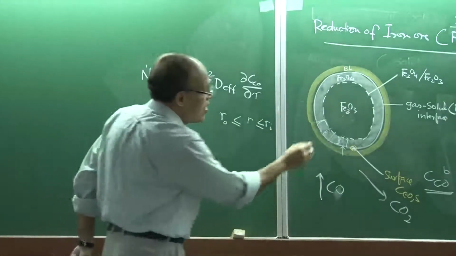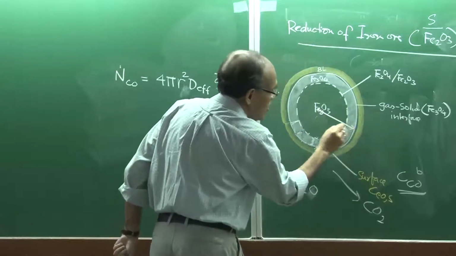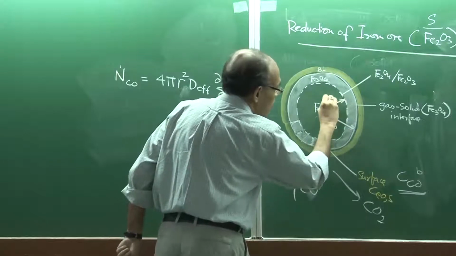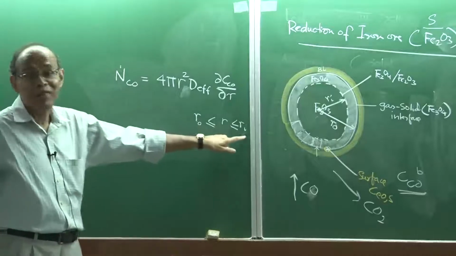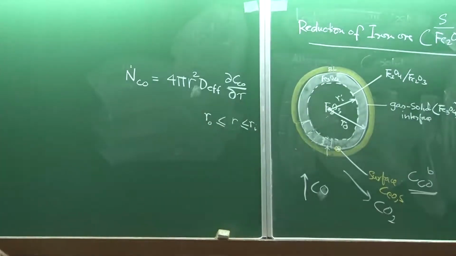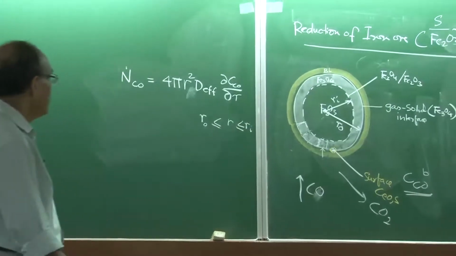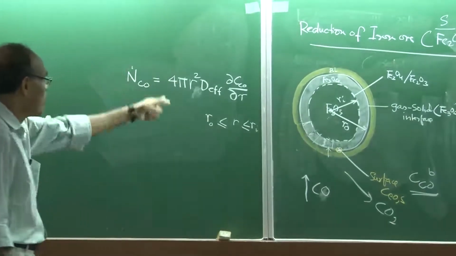What is that R in? This radius essentially gives me the R0, and this is Ri. R0 is a fixed parameter, but Ri will be changing as a function of time because it is a pseudo steady state diffusion. And as I said, at any point of time, if I know the Ri value, I should be able to do the calculation itself.